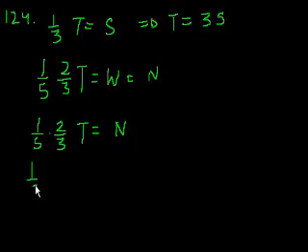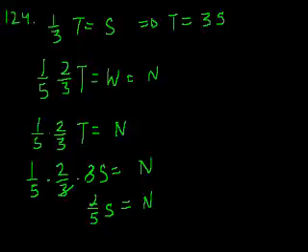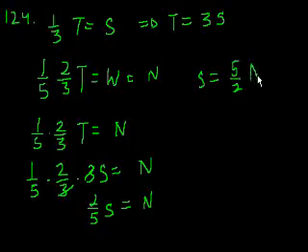So you get 1/5 times 2/3 times 3s is equal to n. See, 3 cancels out. 3 divided by 3. So you have 2/5 s is equal to n. Or, let me just write it up here. So multiply both sides by 5/2. You have s is equal to 5/2 n. And that is choice D.